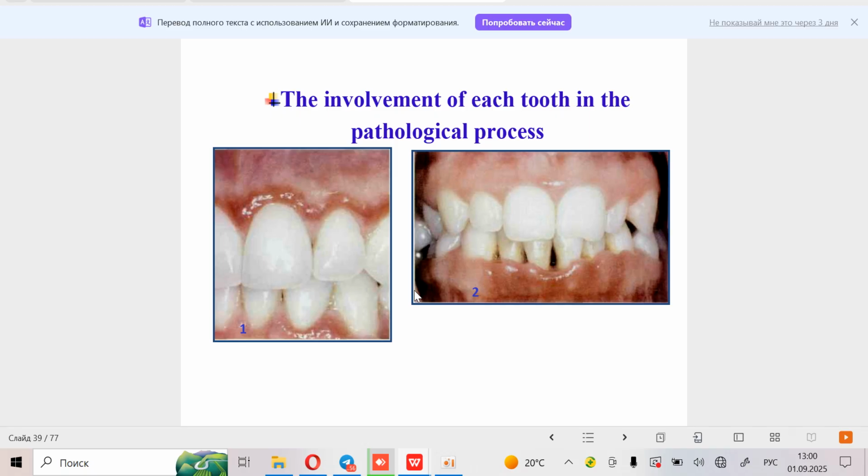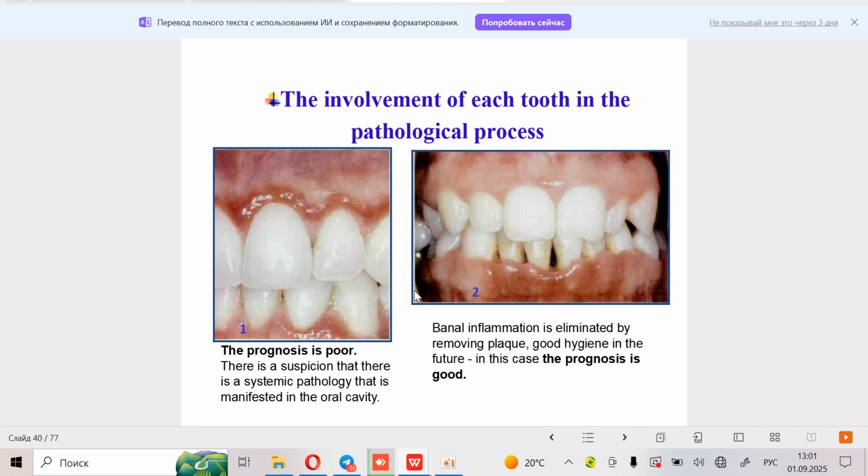Two clinical cases you can see. In the first, the pathological process is localized in the marginal parts. The prognosis will be poor. In the second, the frontal part of the whole gum involves the pathological process, which is a banal inflammation, and of course the prognosis will be good.